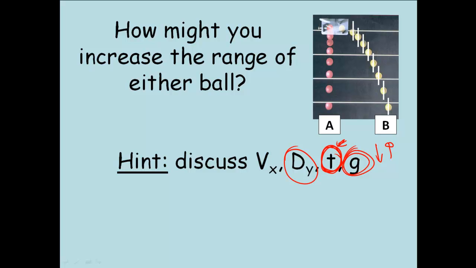Distance in the y direction. So as we increase the height, so maybe we originally had a distance of this, maybe let's increase it to this. So you're in the air longer because you have farther to fall. Again, there's that time issue. And of course, the velocity in the x direction. Instead of traveling this distance each moment in time, what if you traveled this distance each moment in time? Traveling faster horizontally, you're going to go farther horizontally in the same amount of time.